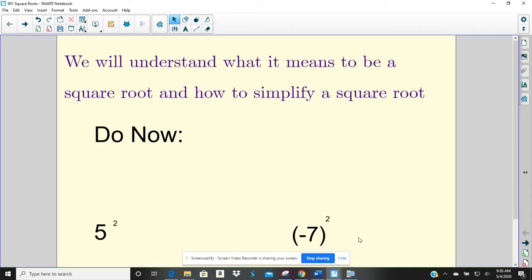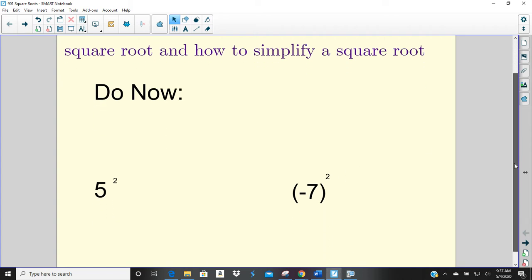So let's do a quick do now. We are going to today be looking at square roots. But before we do that, I want to back into where the square root numbers come from. We're going to understand what it means to be a square root and how to simplify square roots today. So let us do these quick two do nows.